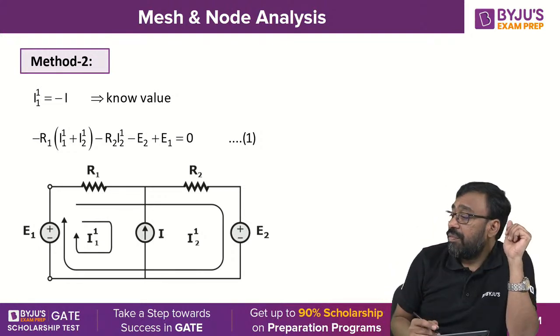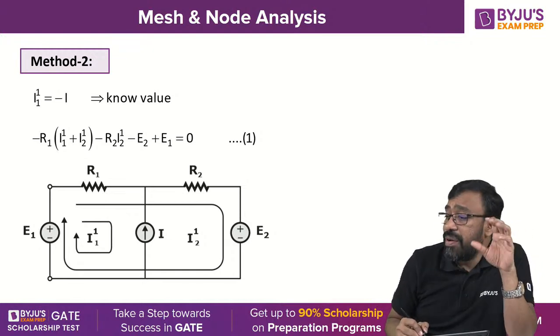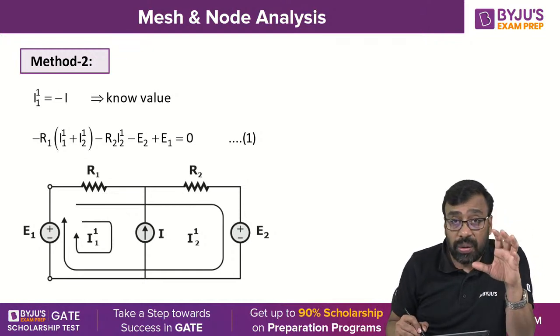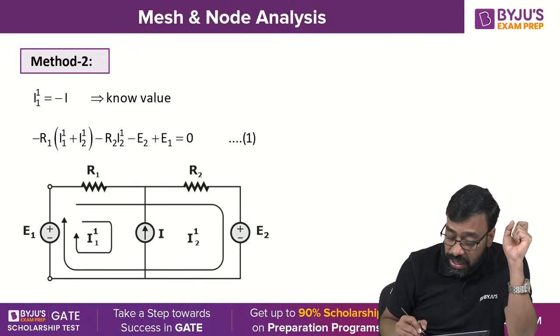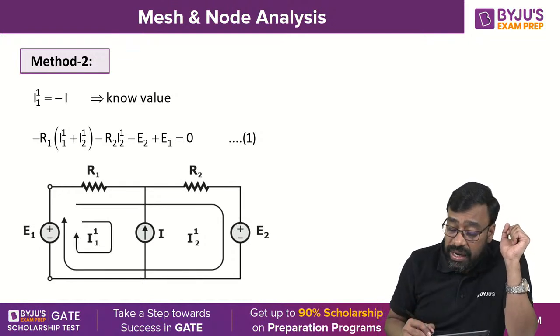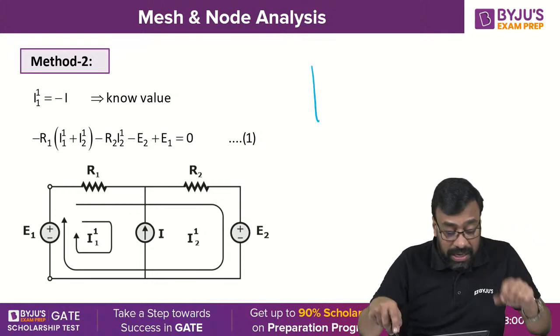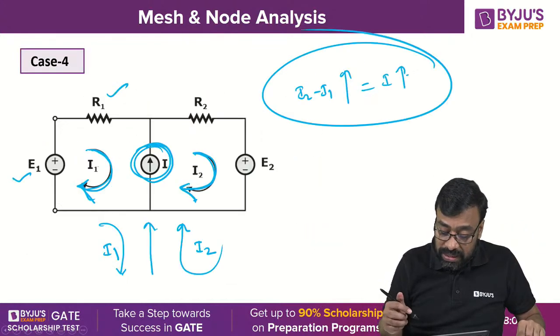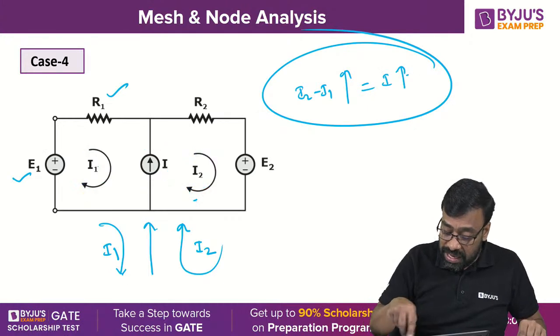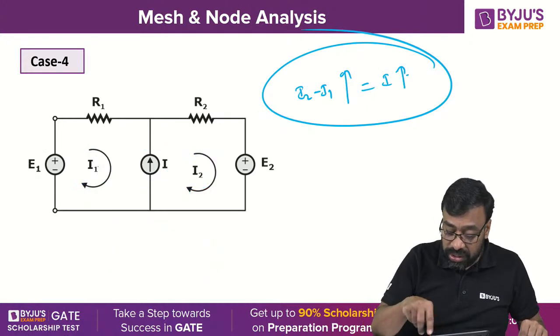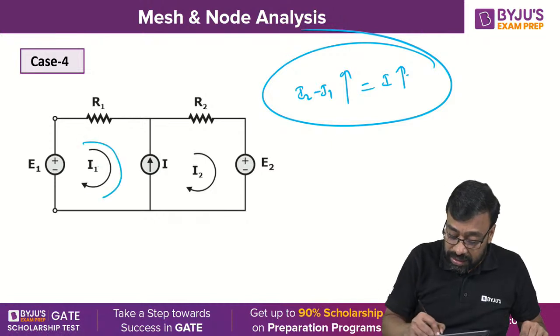Look at this, all of you, clearly. If you have any doubts, please put them in the comment box. I'll try to clarify them. Well, look at this now. The same circuit I've taken. Instead of selecting the loop currents as before, select the loop currents like this, as shown in this case 4.